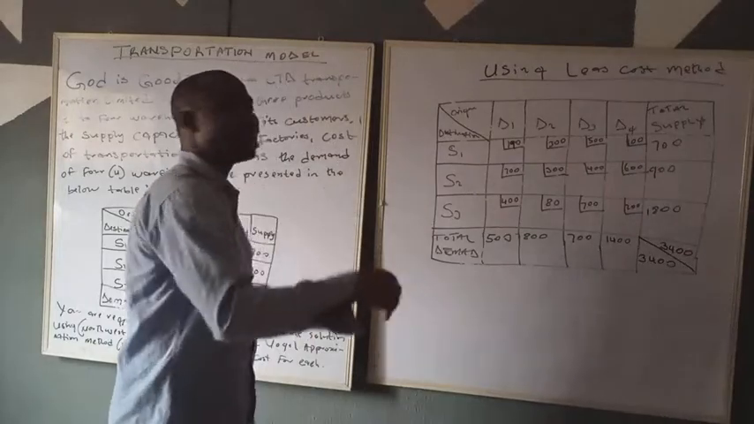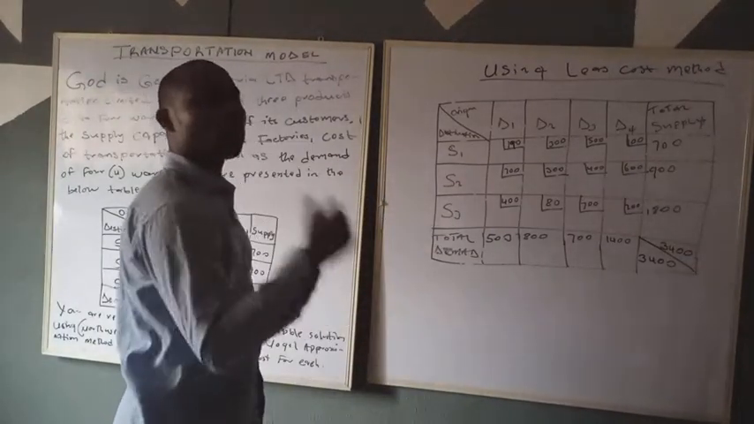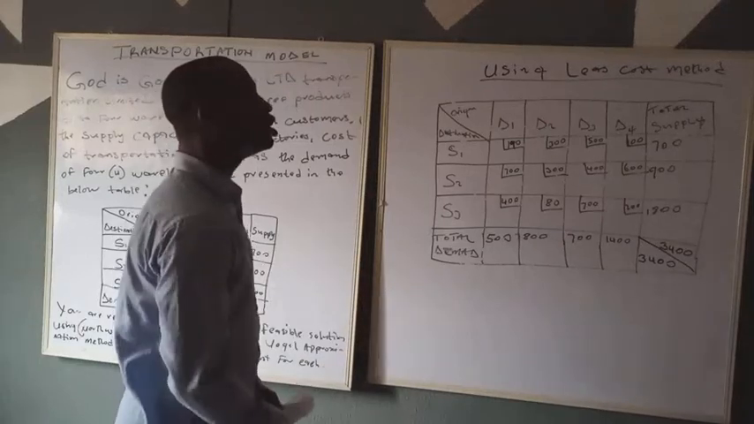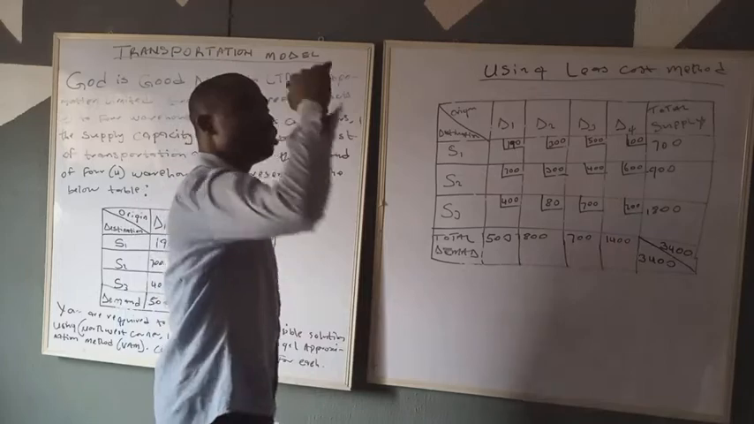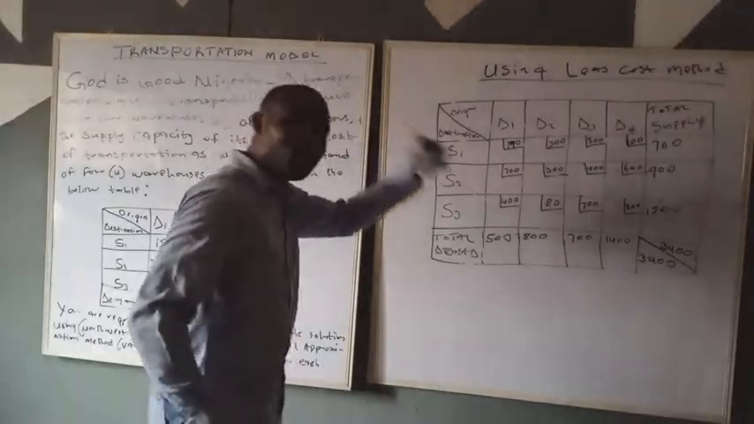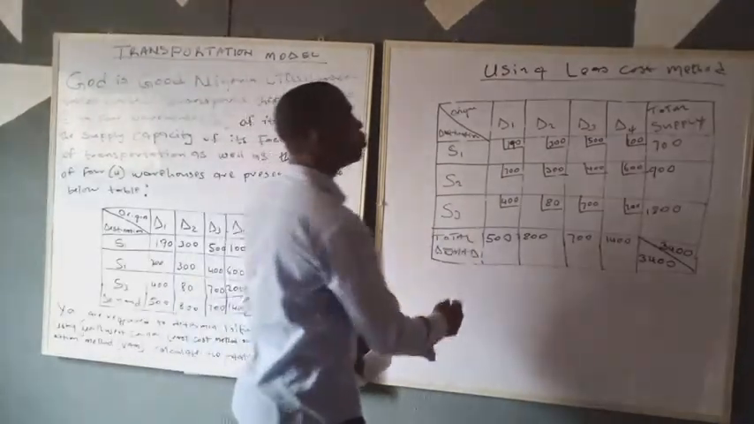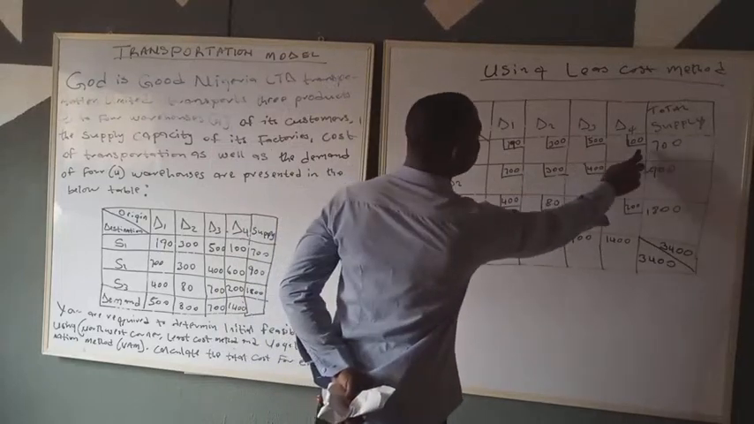We will first supply to the demand that has the lowest transportation cost. When we are using the least cost method, we first look at the one that has the lowest transportation cost. When you finish supplying everything it needs, that is when we can look for another one that has the lowest cost also. So using lowest cost, we look at the box that has the lowest cost from all of these.